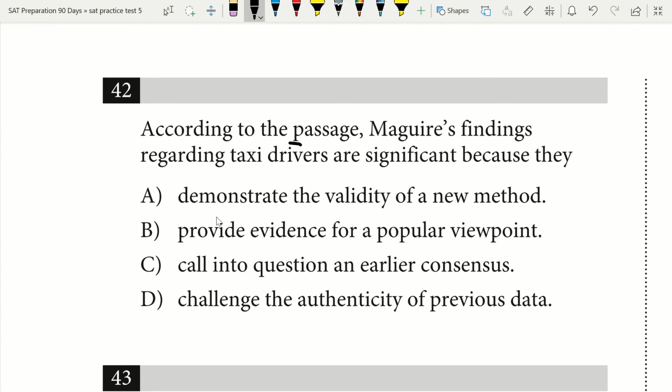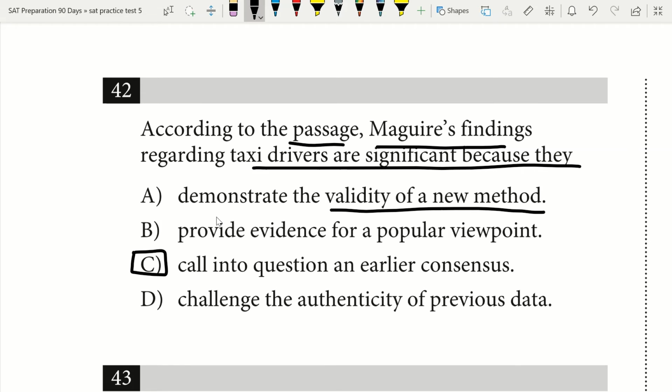So we have, according to the passage, McGuire's findings regarding taxi drivers are significant because what? Well, in this case, they're significant because they call into question an earlier consensus. And now I'm going to go ahead and just give you the reasons why A, B, and D are wrong for this one as well. So A, demonstrate the validity of a new method. Okay, these results don't do that. If you read through the passage, you'd understand that the results aren't testing a new method, thus A is going to be incorrect. B, providing evidence for a popular viewpoint.